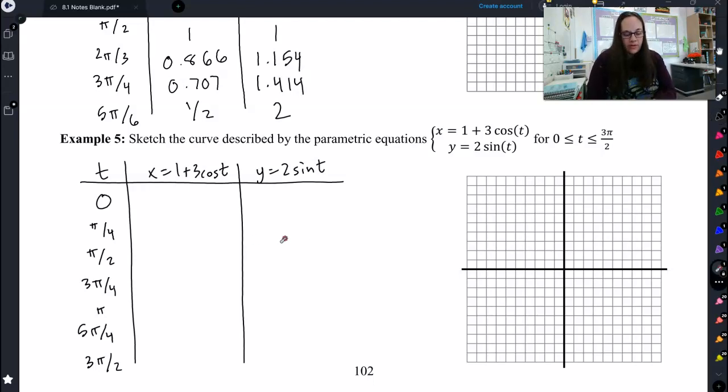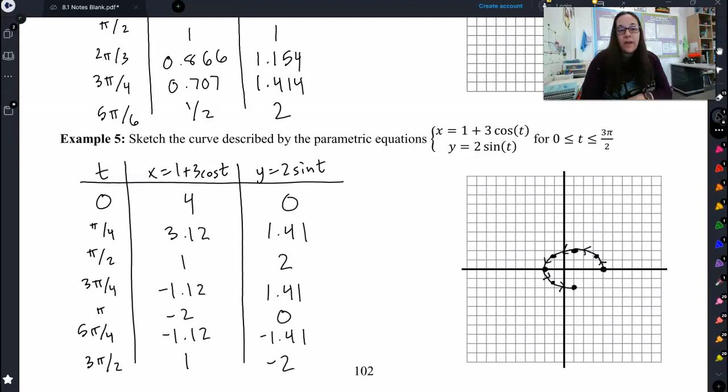So those are my points. Plug those all into your calculator, graph them, and then don't forget your arrows, and then come back to check your work, and then we'll be finished. Check your work on this last problem. Here's all my points, and I graphed them, and I got this. Notice I have my starting point here, and then my arrows to my ending point.